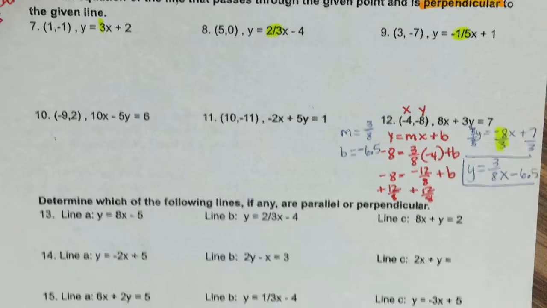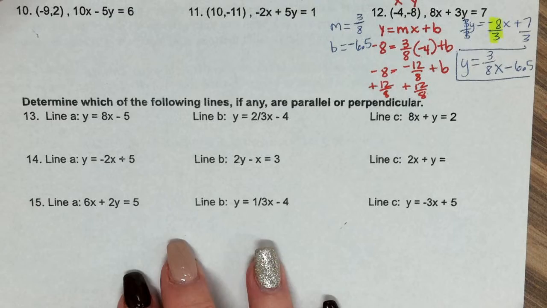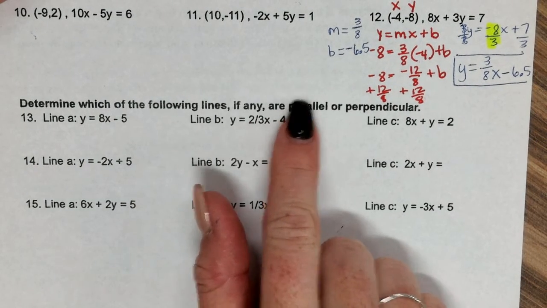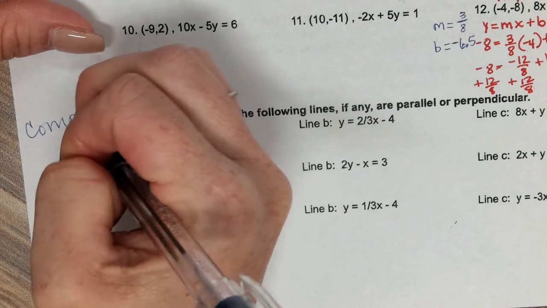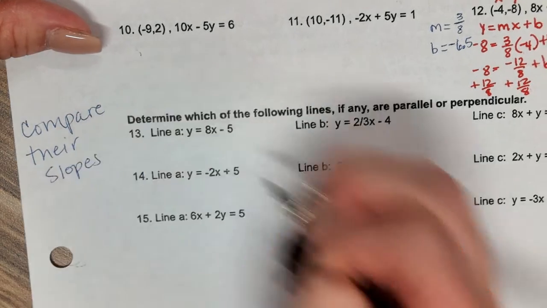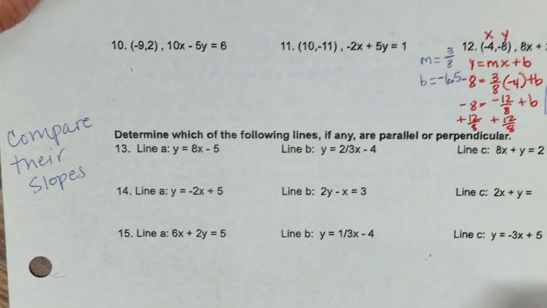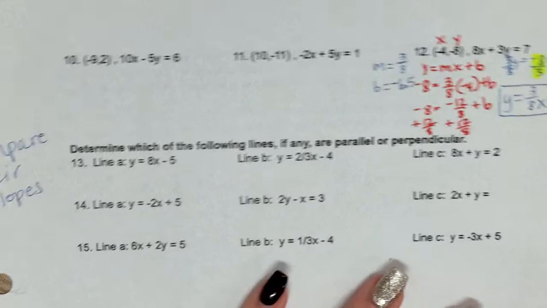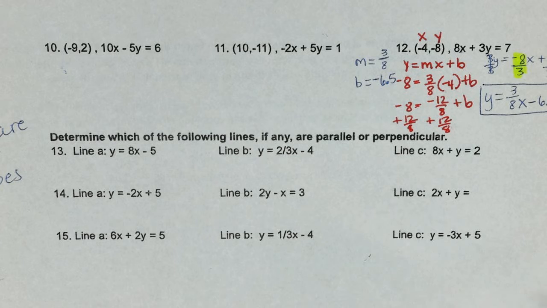All right, for 13 through 15, determine which of the following lines, if any, are parallel or perpendicular. To do this, you have to compare their what? You have to compare their slopes. If the slopes are the same, they are parallel. If they're opposite reciprocals, they are perpendicular. Can you see all of their slopes in this?